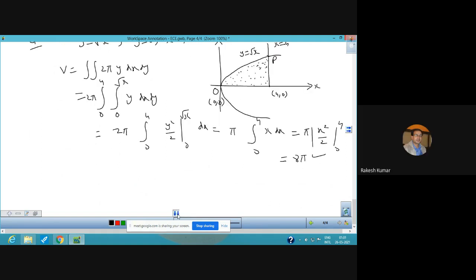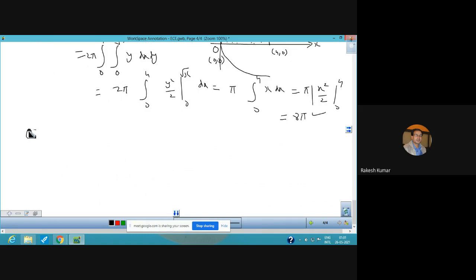Now we have another question of the volume of the solid of a revolution. Find the volume of the solid of a revolution generated when the area bounded by the curve x raised to power 2 by 3 plus y raised to power 2 by 3 is equal to a raised to power 2 by 3 is revolved about x-axis. Now in the xy plane, the shape of the curve is like this. This is the shape of this type of curve. This is the curve we have.